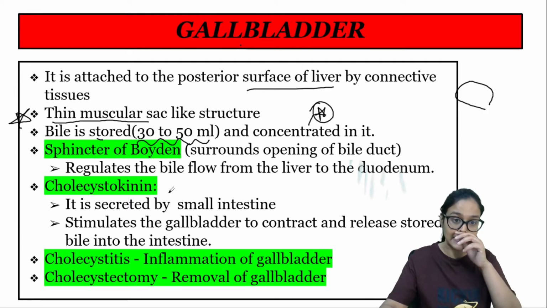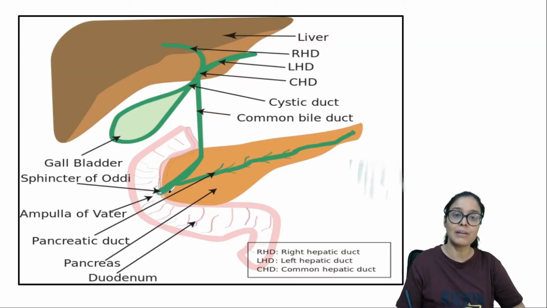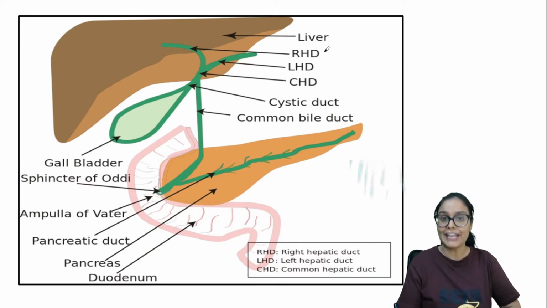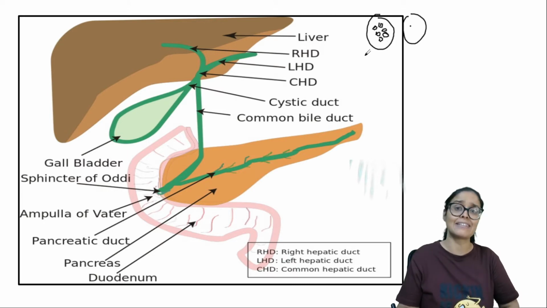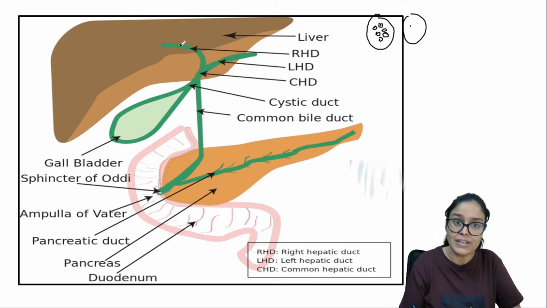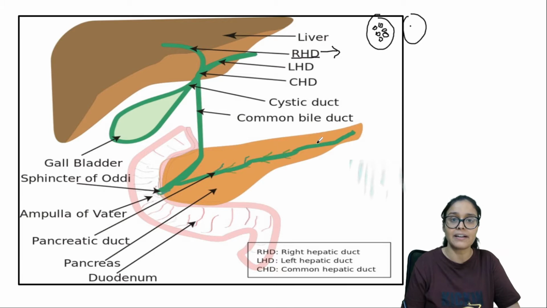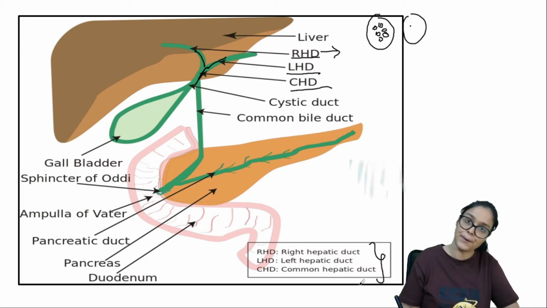Next, we will be seeing its ducts. So we know the liver has a left hepatic lobe and a right hepatic lobe, and both of the liver lobes have hepatocytes which secrete bile juice. So obviously the right hepatic lobe is connected with the right hepatic duct, and the left hepatic lobe is connected with the left hepatic duct, and both the ducts from each lobe open into the common hepatic duct, and the full form is written over here.